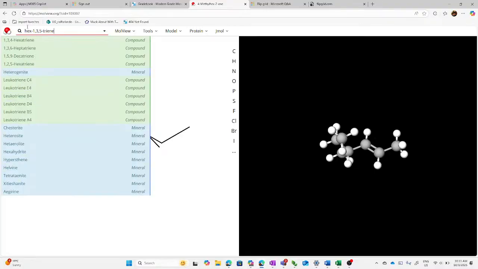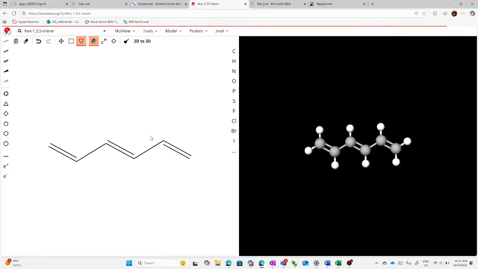We have to use a prefix as well. Okay, let's see if we did it. Is this going to lie flat? What's the hybridization state of this carbon? sp2. This one? This one?